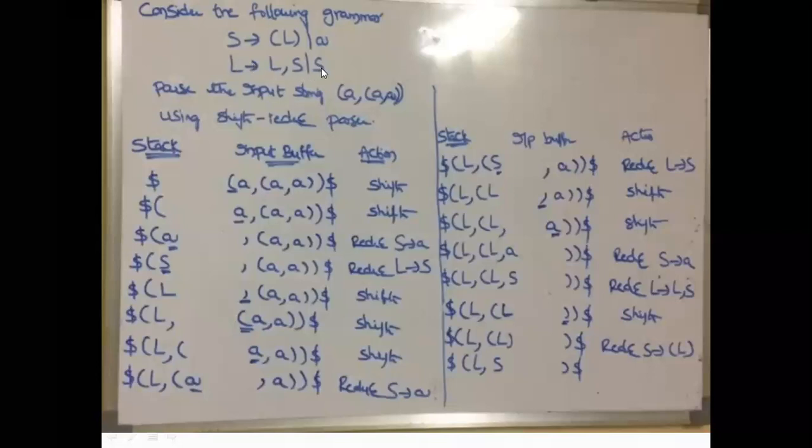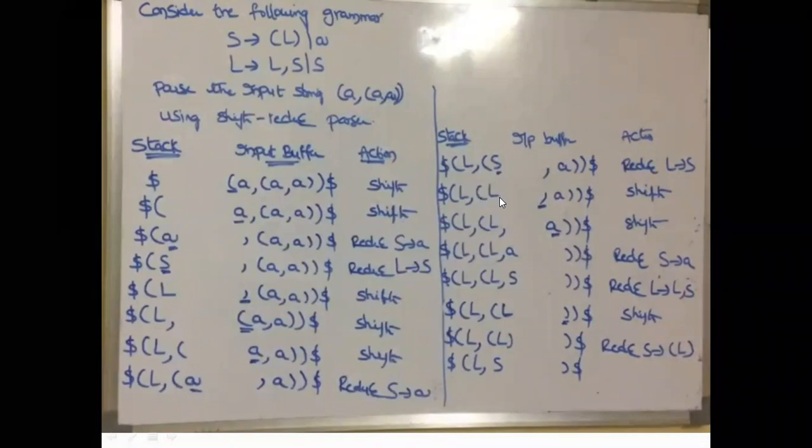Then we are performing the reduce action. Reduce action means L produces capital S. So S is replaced with L. So in this statement we have L. Is there any production in the right hand side with small l? There is no production. We are considering open brace L.